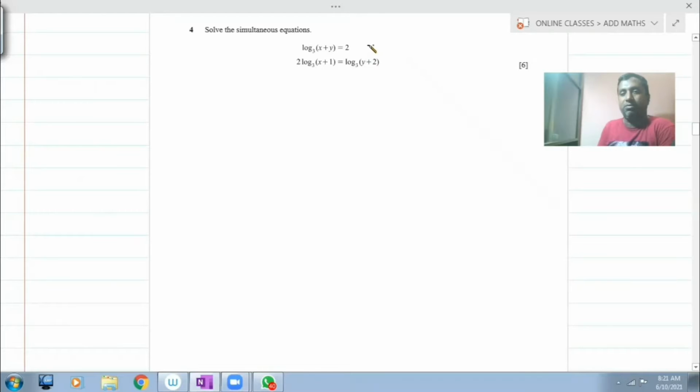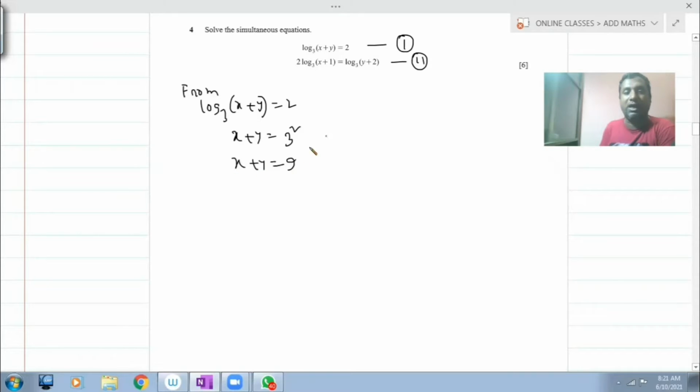Let's see question number 1. Let us consider this as 1 and this as 2. We can find from 1, log base 3 of x plus y equals 2. If we change the base of this log, the log will be removed and x plus y equals 3 squared, and x plus y equals 9.